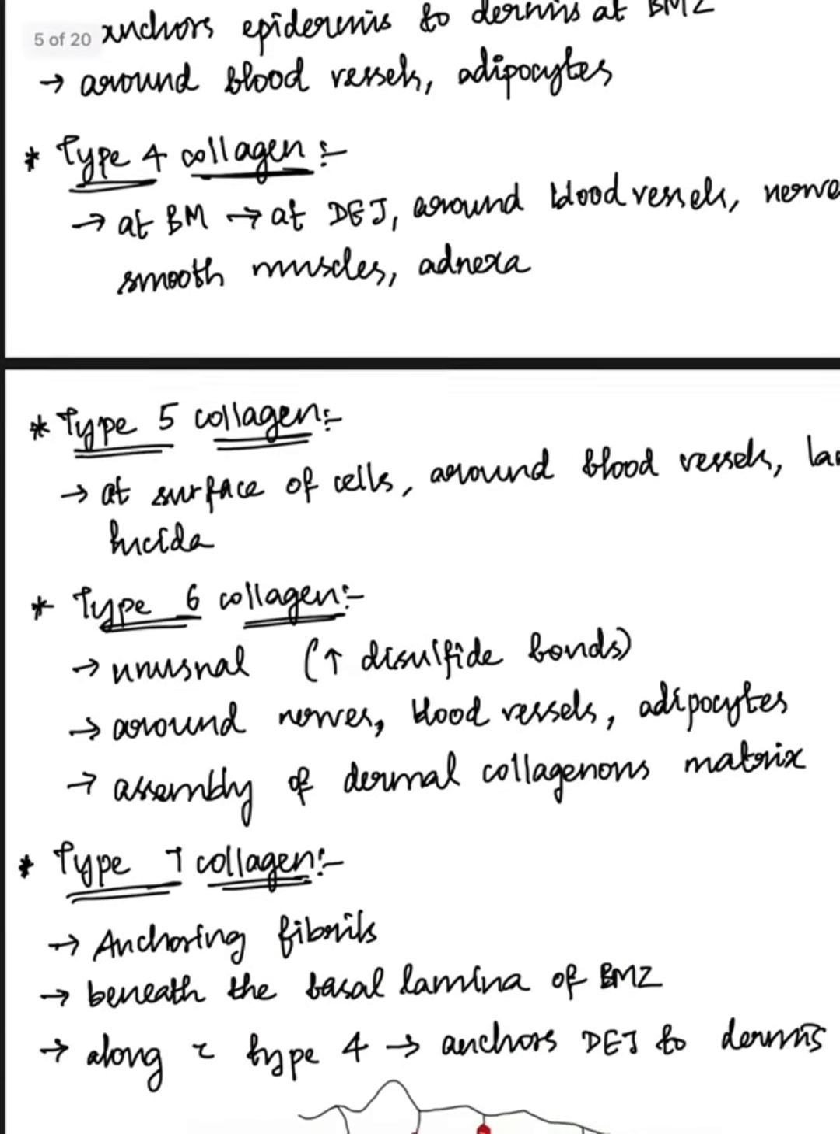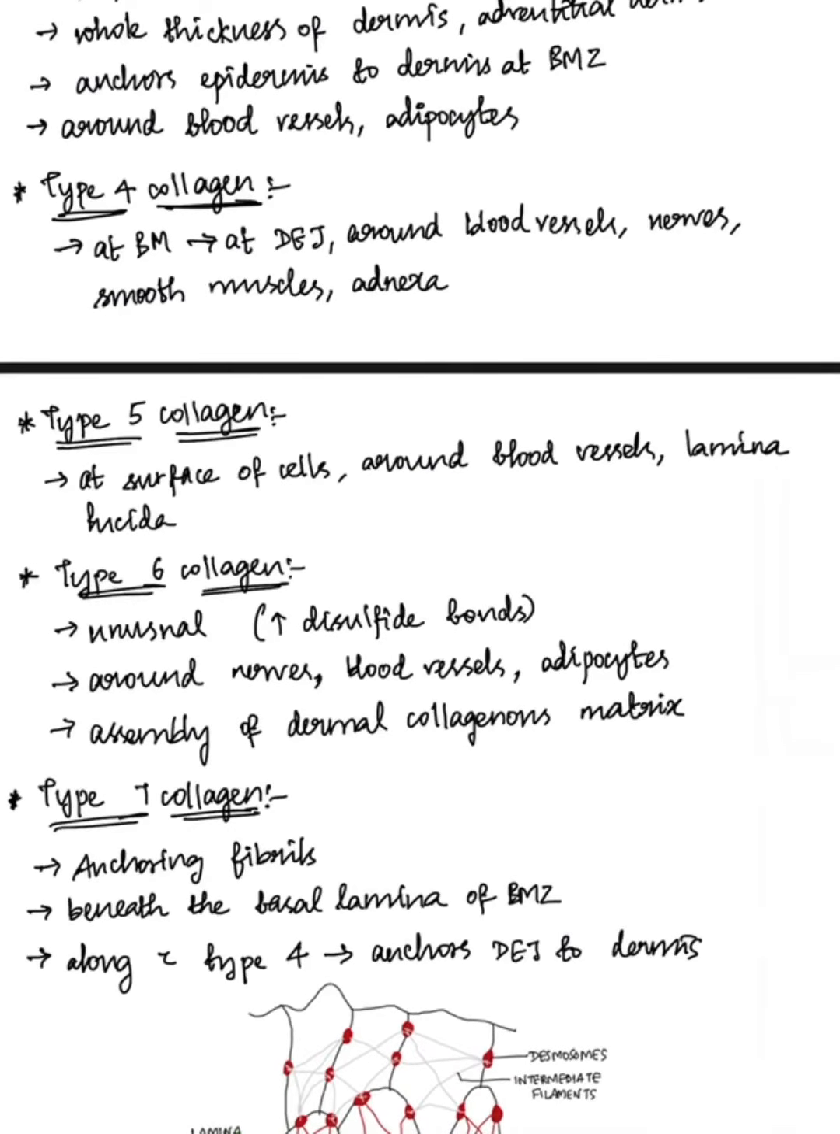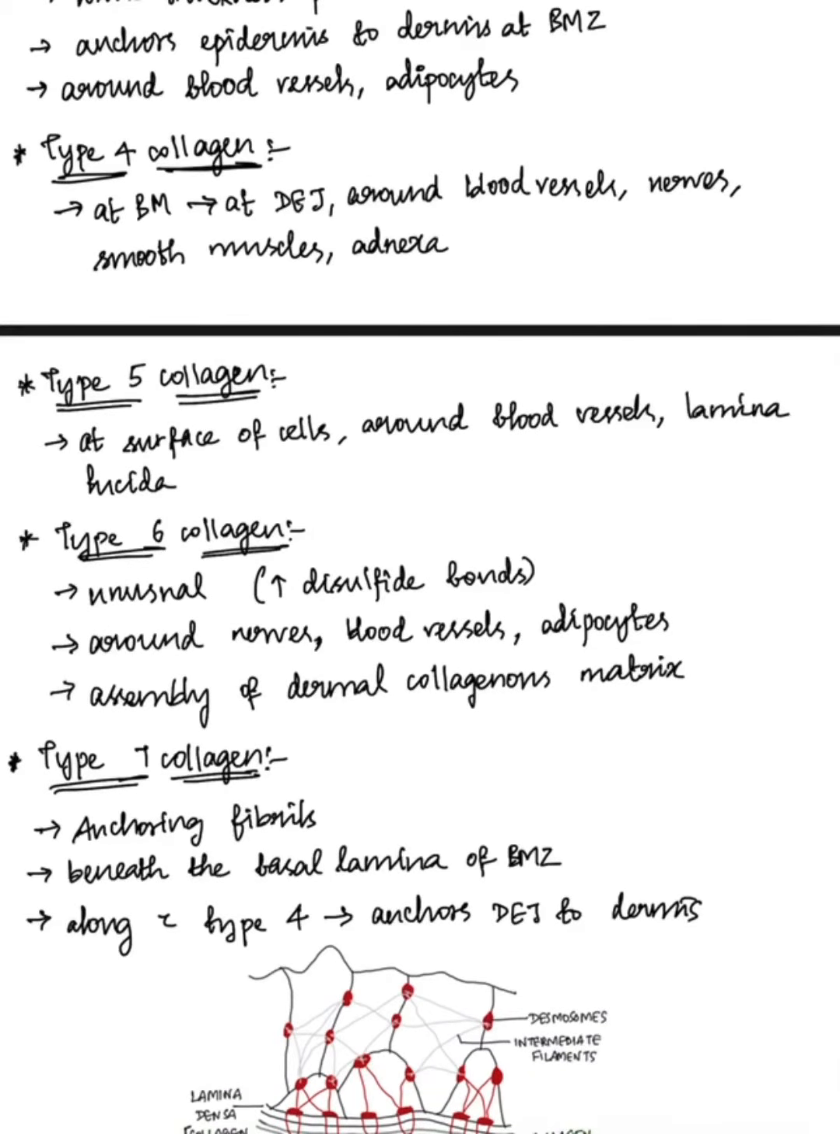And then type 5 is present at the surface of the cells, where it forms the immediate interface between the cells and their immediate environment. It is also present around blood vessels and the lamina lucida. And type 6 collagen, since it contains a greater quantity of disulfide bonds, is unusual, and it is present along nerves, blood vessels, and adipocytes like other collagens. Its main function is assembly of the dermal collagenous matrix.